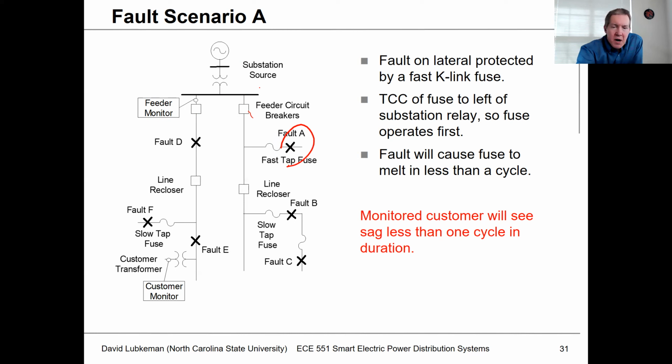But since I have a high flow of current, we're going to see a voltage sag. And so this customer is going to see a voltage sag, about the same amount of sag as that feeder monitor, because we're assuming the voltage drop across here is basically zero on this non-faulted feeder. So what's this going to look like?